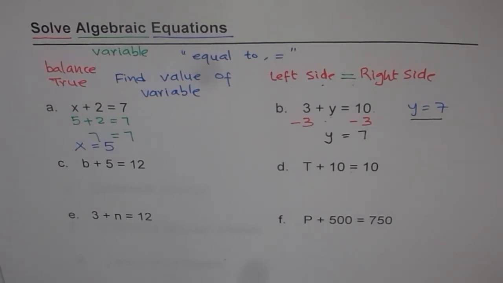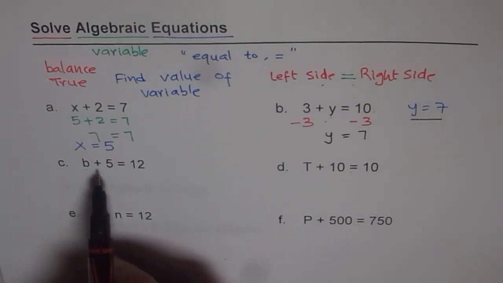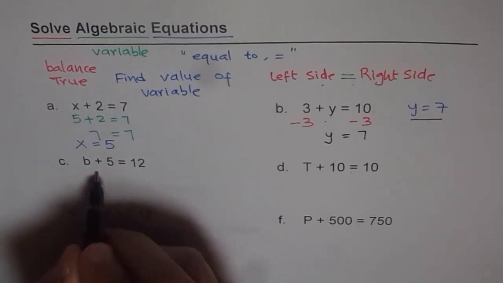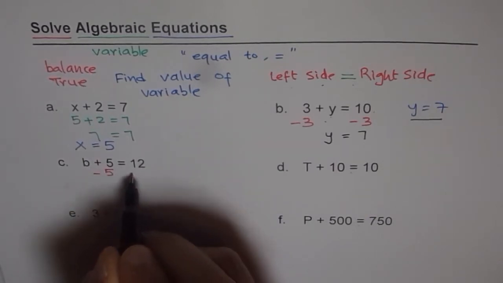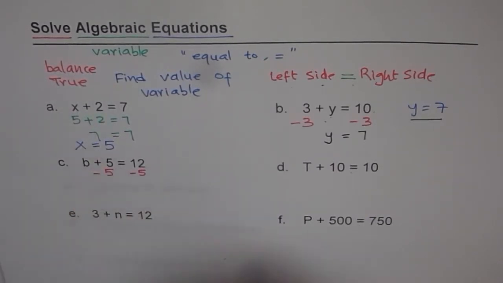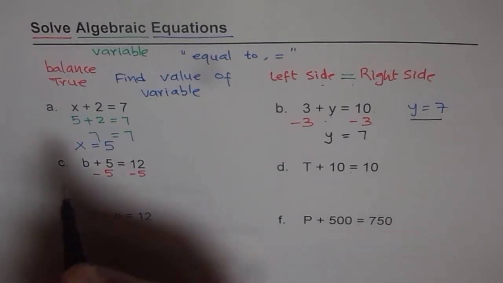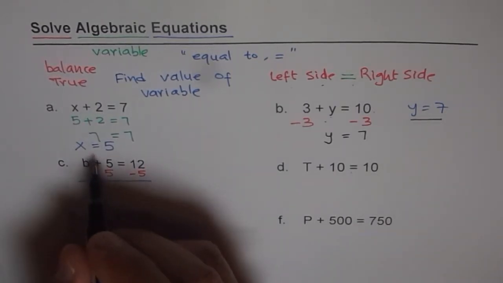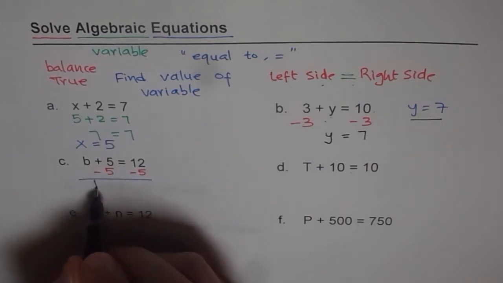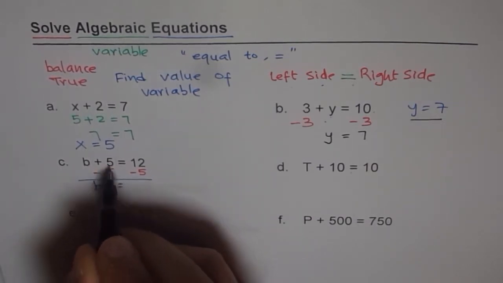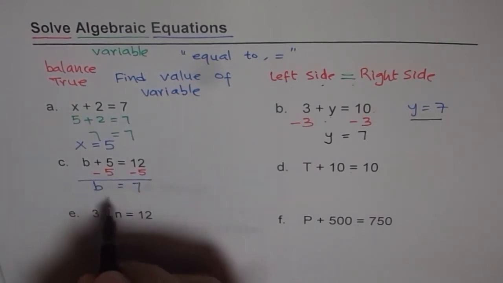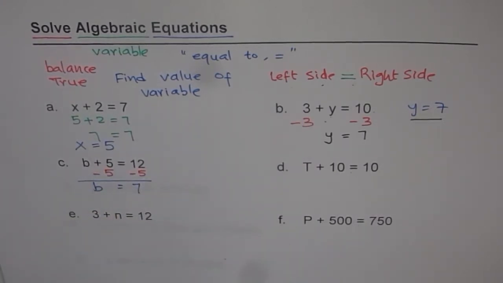So here is the third example, which is b plus 5 equals 12. Now what should I do with 5? Best thing is, let me take it away from both the sides. So we'll do minus 5 from both the sides. When you do minus 5 from both the sides, what do you get? On the left side, you get just the variable b, right? So the number is 0 now. 12 minus 5 is 7. b equals 7 is my solution.